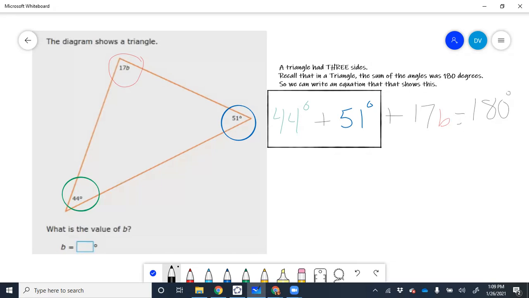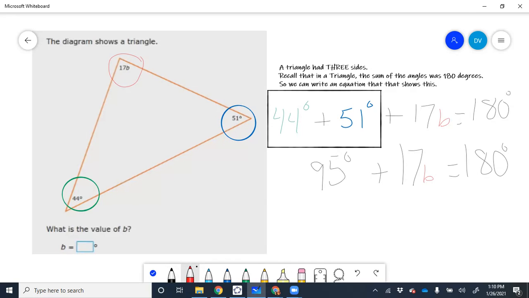44 degrees and 51 degrees adds up to 95 degrees. So let's write what I just said. If we add 95 degrees plus 17B, that's going to add up to 180 degrees. Go ahead and write that equation also.